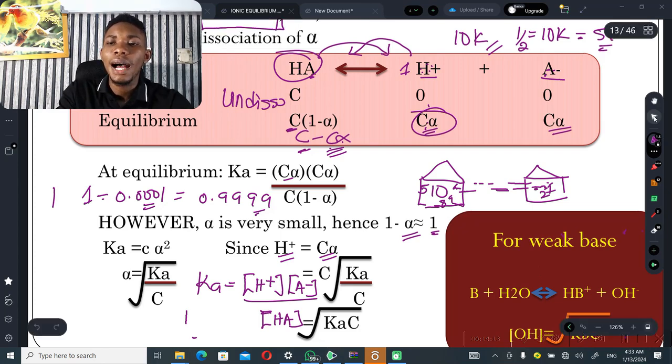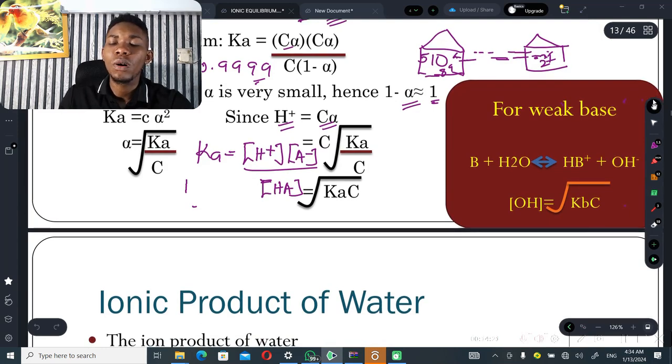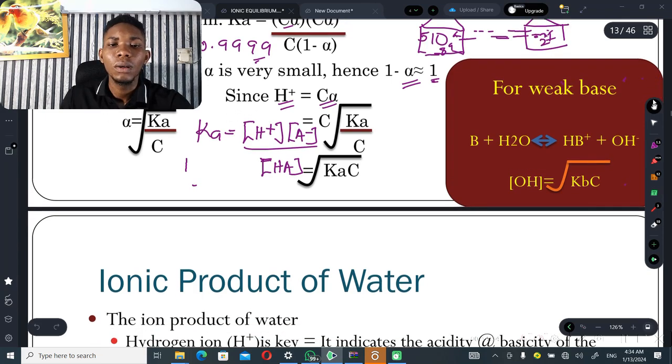Alright, so that is for acid. Now we are going to apply this to solve some questions as time progresses. For weak base also, it's still the same approach that we took for strong acid. It's still the same thing. It's very, very easy. Let's see.